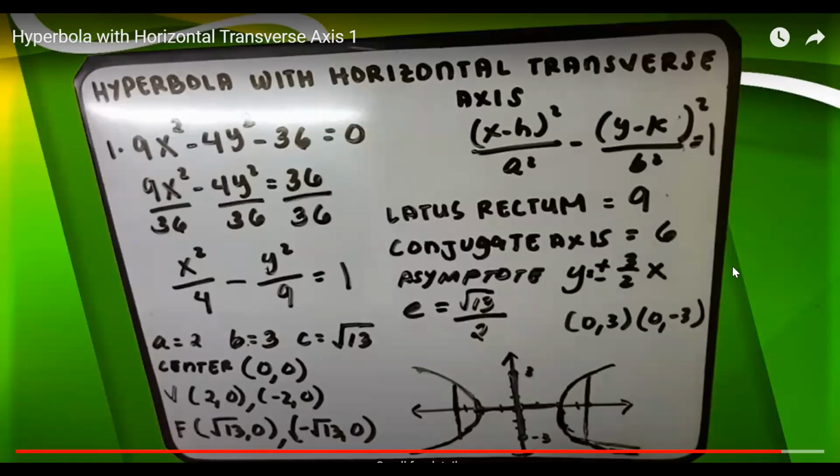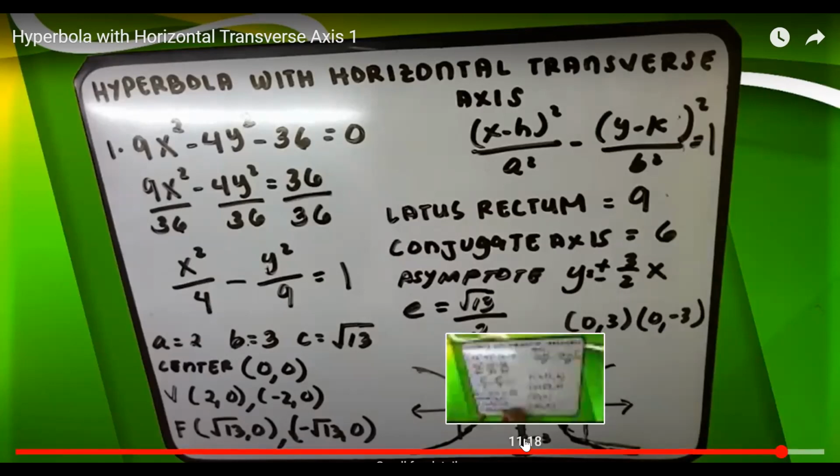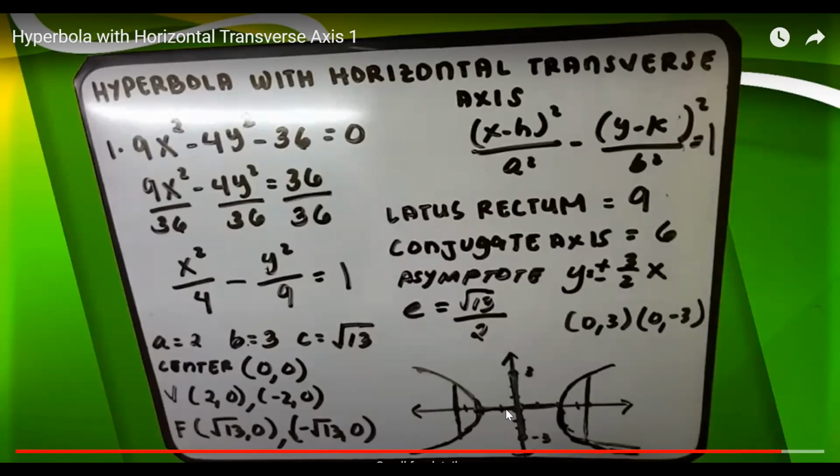So ayun, for the conjugate axis, since we computed the length of the conjugate axis, which is 6, mag-start tayo sa center. So syempre, the center cuts the conjugate axis into two equal parts. So kung horizontal transverse axis yan, and then we're going to plot the conjugate axis, that should be perpendicular to the transverse axis. So aside from perpendicular, transverse axis should cut the conjugate axis into two equal parts.